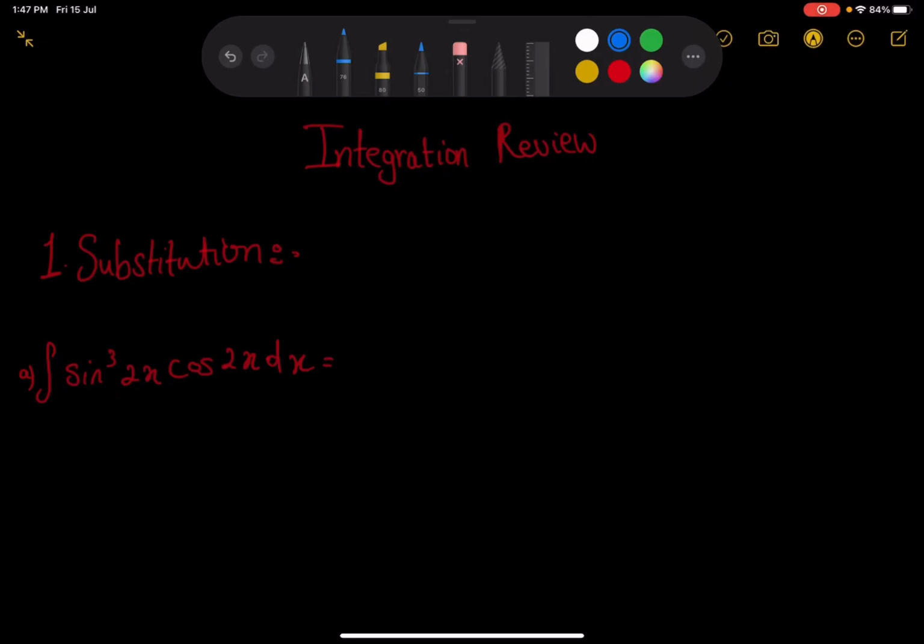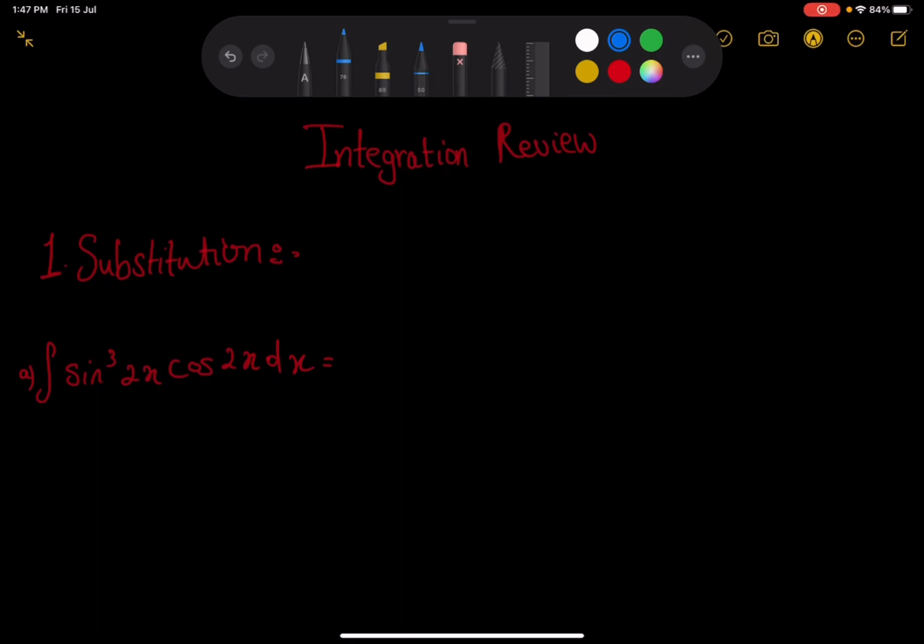We can have a quick revision on different methods for integration, starting with the first one, which is substitution. Then we're going to see integration by parts and also partial fractions. Integration by substitution is basically having a different variable for a specific term.